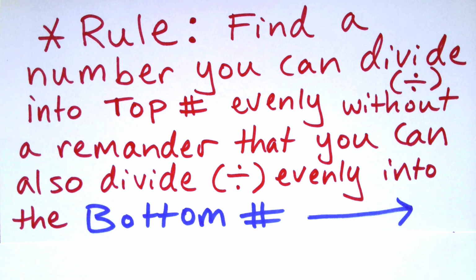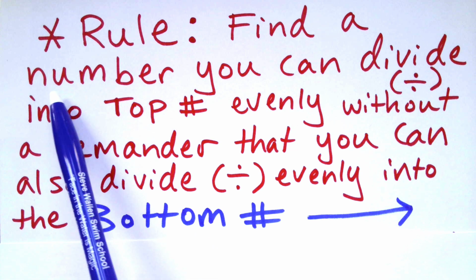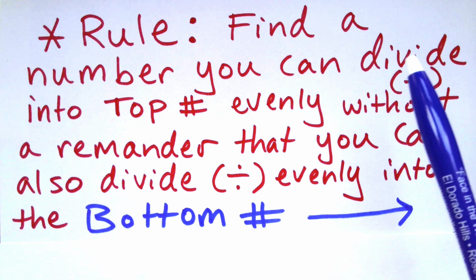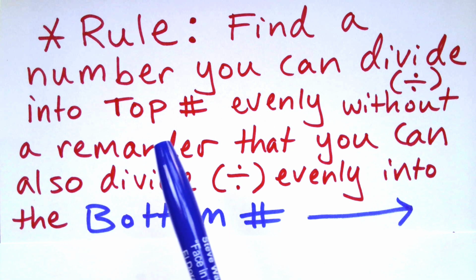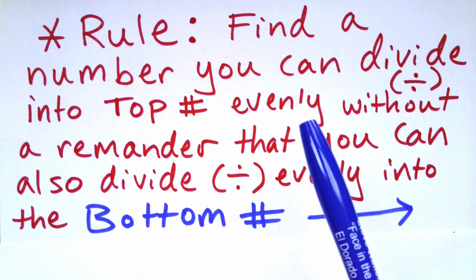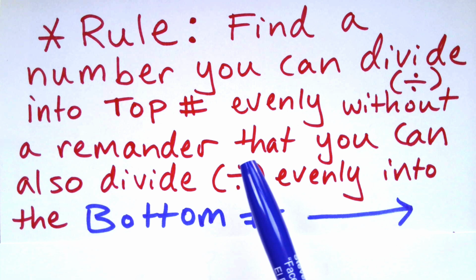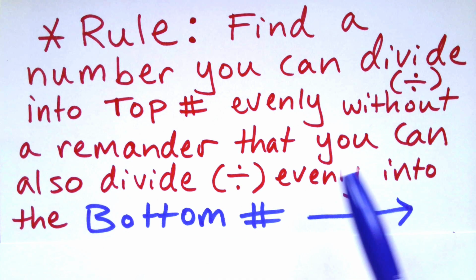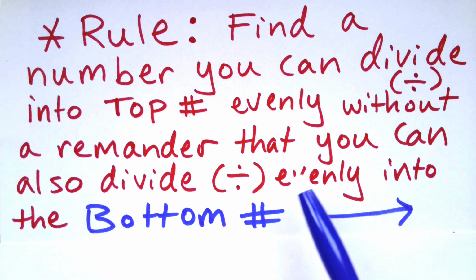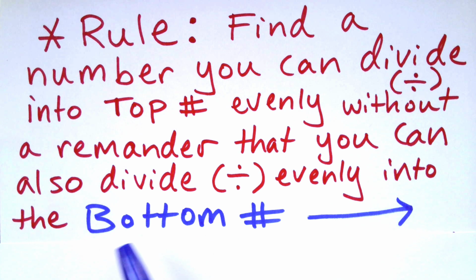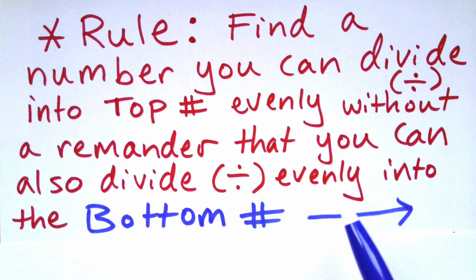Okay, so let's go over the rules for reducing or simplifying fractions. You want to find a number that you can divide into the top number, which is the numerator, evenly without a remainder. That same number you can also divide evenly into the bottom number, the denominator, without a remainder. Don't worry, we're going to go over a bunch of examples if that didn't make sense.